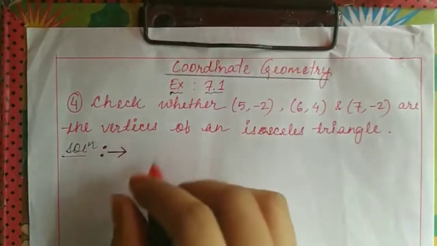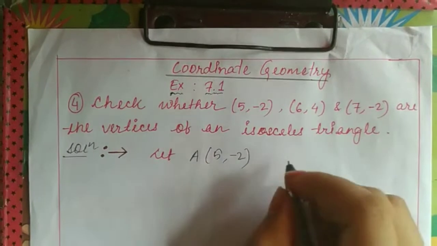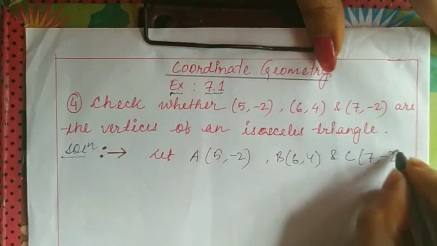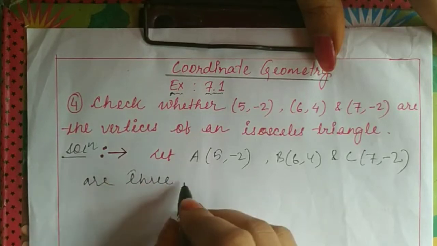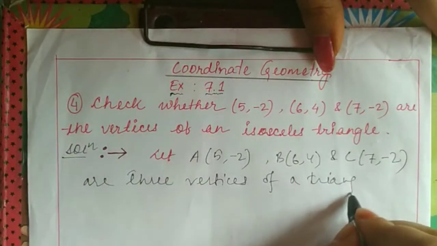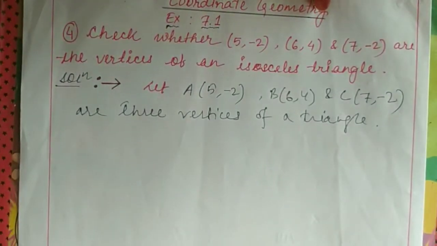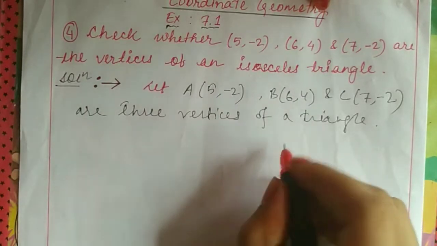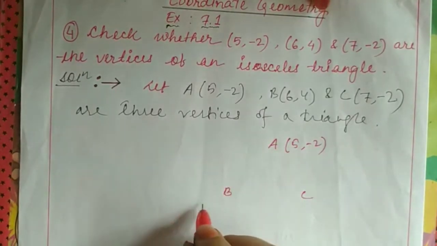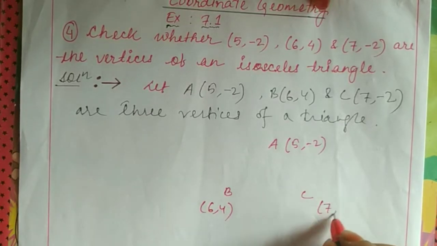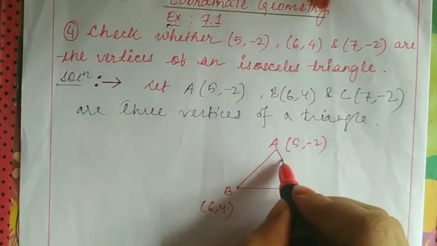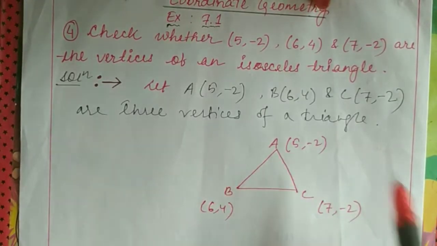So look here. Let A be 5 comma minus 2, B be 6 comma 4, and C be 7 comma minus 2, the 3 vertices of a triangle that is given. So we know the triangle is formed with the 3 vertices A, B, C, where A equals 5 comma minus 2, B is 6 comma 4, and C is 7 comma minus 2. Now join AB, BC and CA, which form a triangle. So we have to show that this triangle is an isosceles triangle.